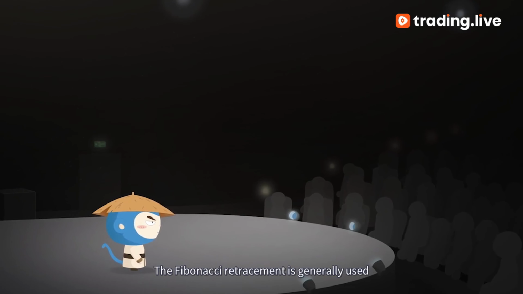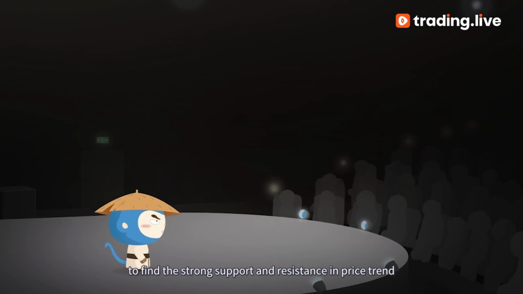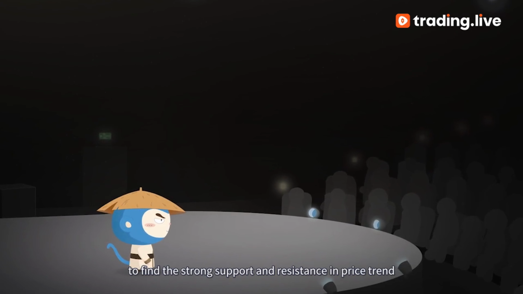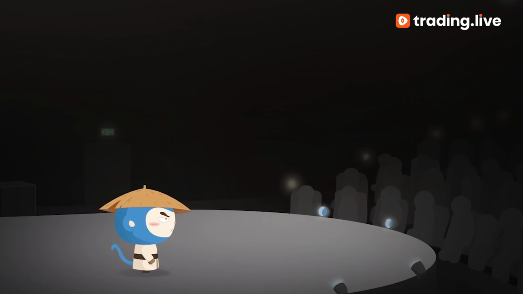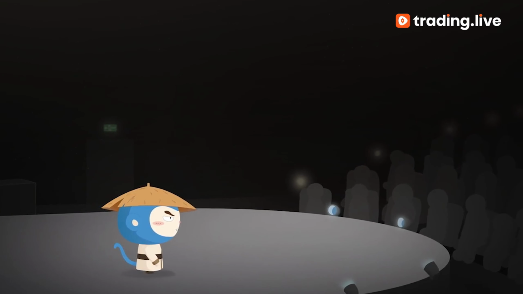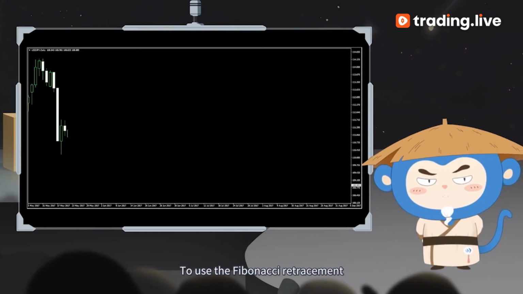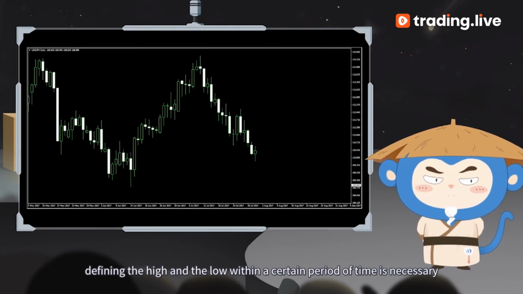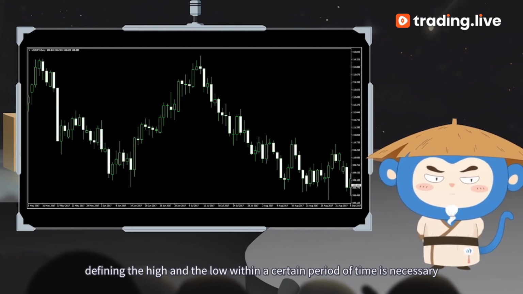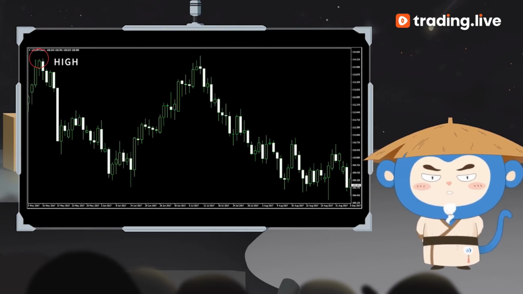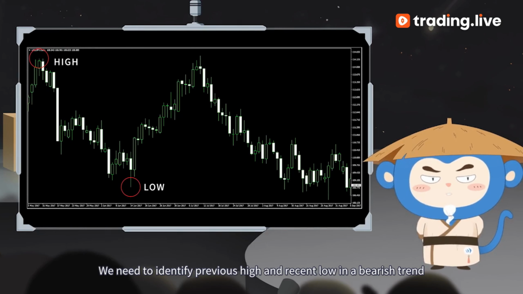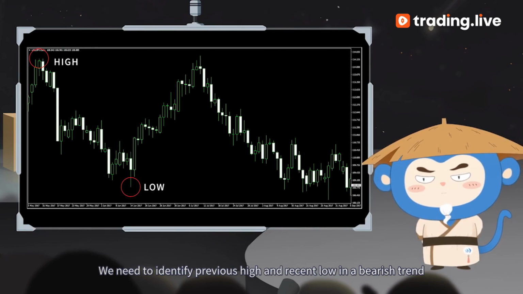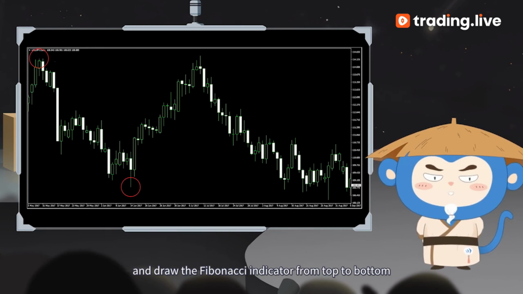The Fibonacci retracement is generally used to find the strong support and resistance in price trend. To use the Fibonacci retracement, defining the high and the low within a certain period of time is necessary. We need to identify the previous high and recent low in a bearish trend and draw the Fibonacci indicator from top to bottom.